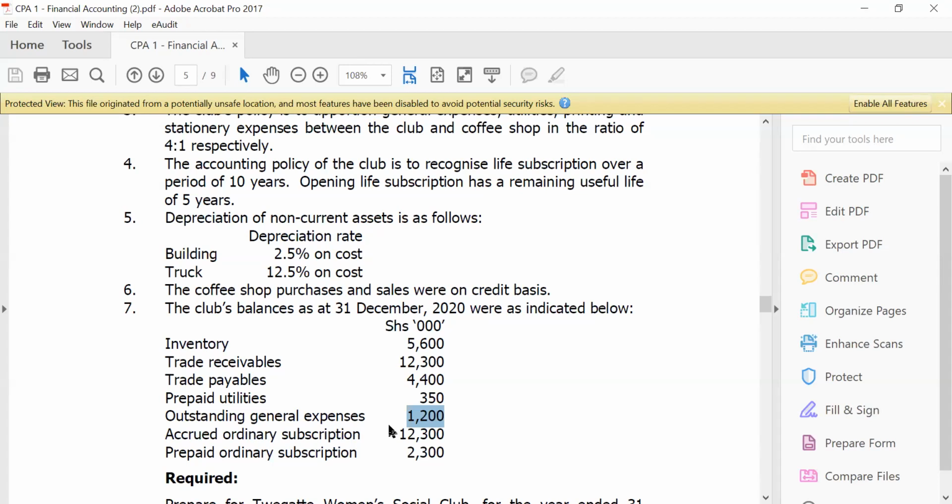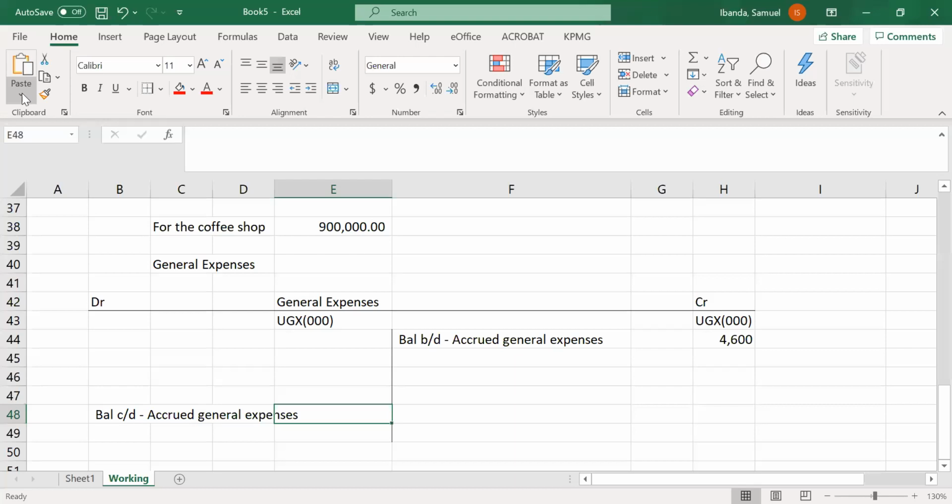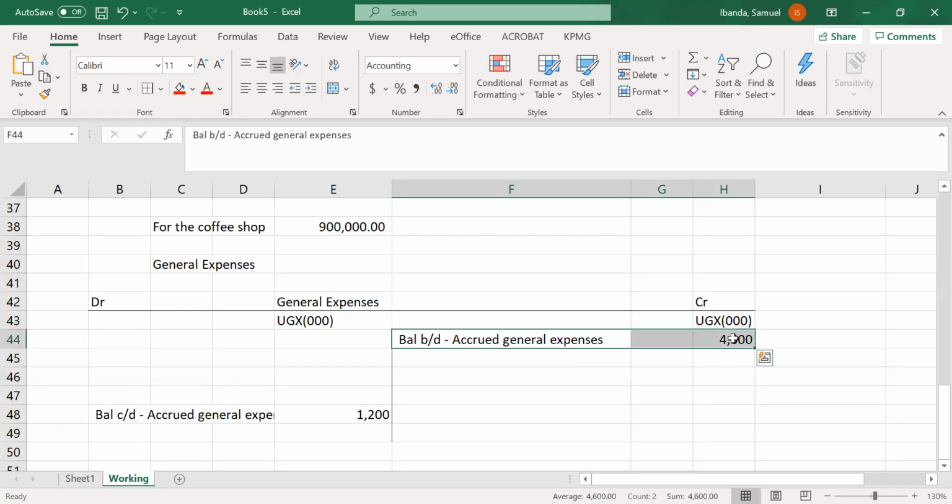So when you come here, I'm going to record 1,200. So after you have done that, you are going to look at two things. You're going to ask yourself, what could increase the outstanding balance?